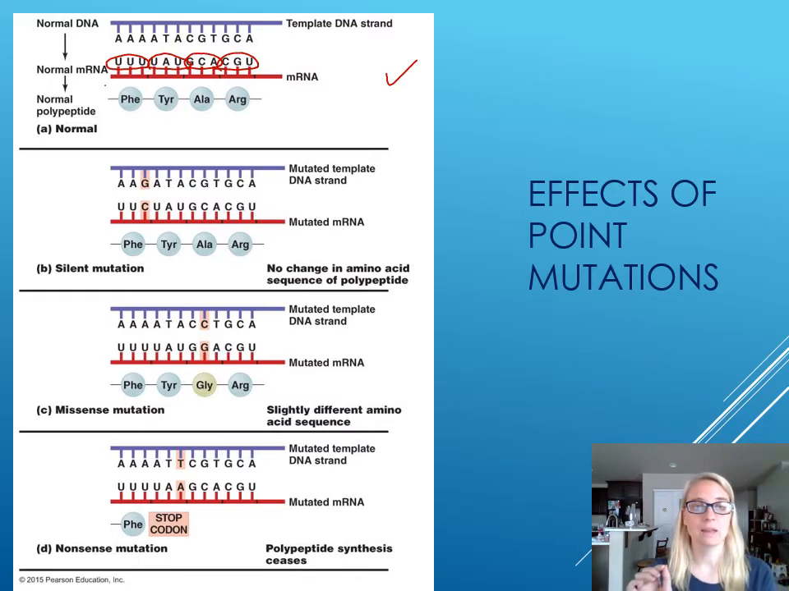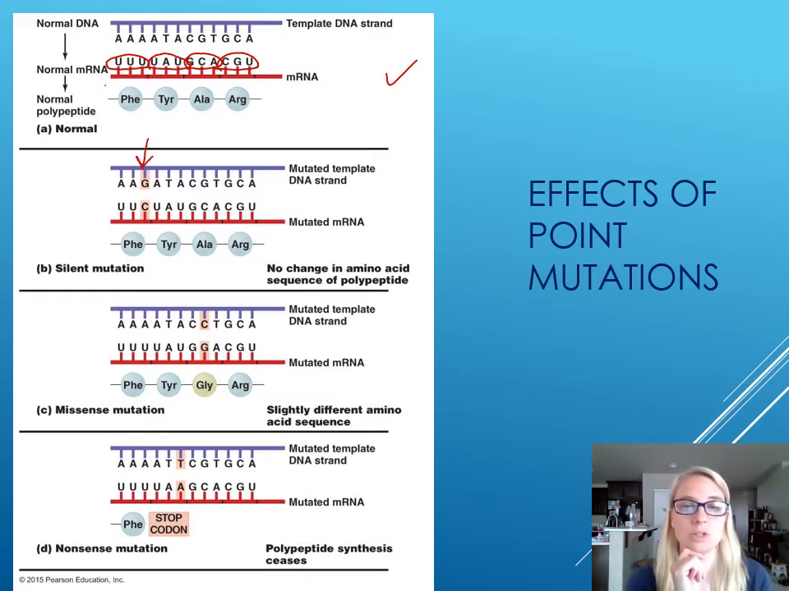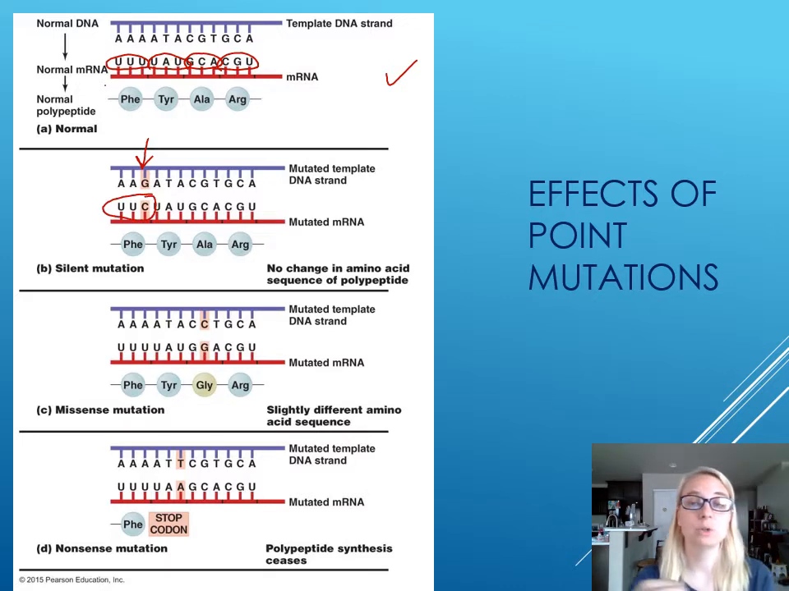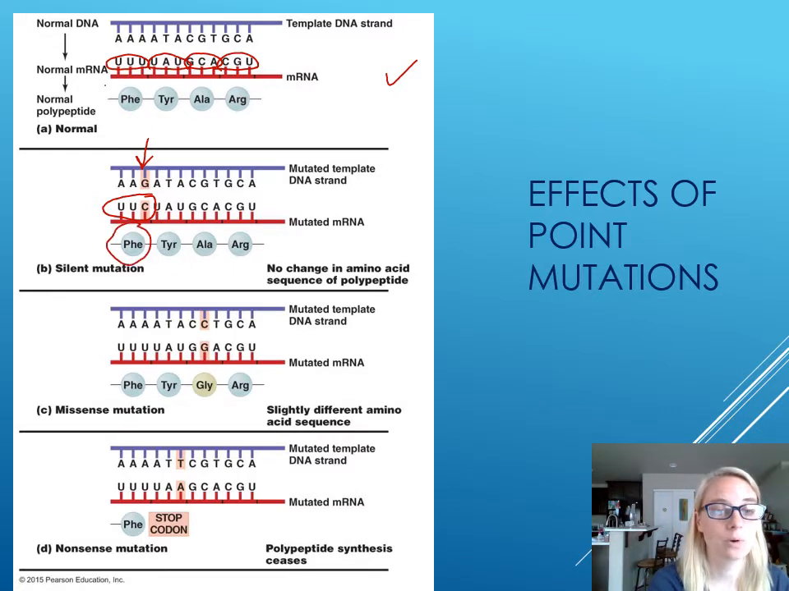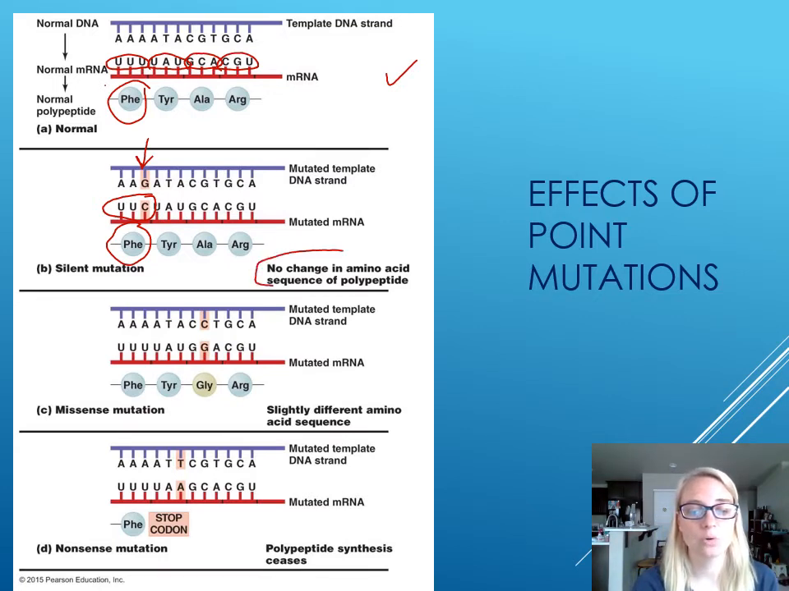But in a point mutation, let's say that third A gets turned into a G in the DNA. That's going to have an effect on the RNA. So instead of being UUU, the codon now becomes UUC. And if you look that up in the genetic code, you will find that UUC codes for phenylalanine. Now, in the normal amino acid sequence, it was also phenylalanine. So a silent mutation has no change in the amino acid sequence.